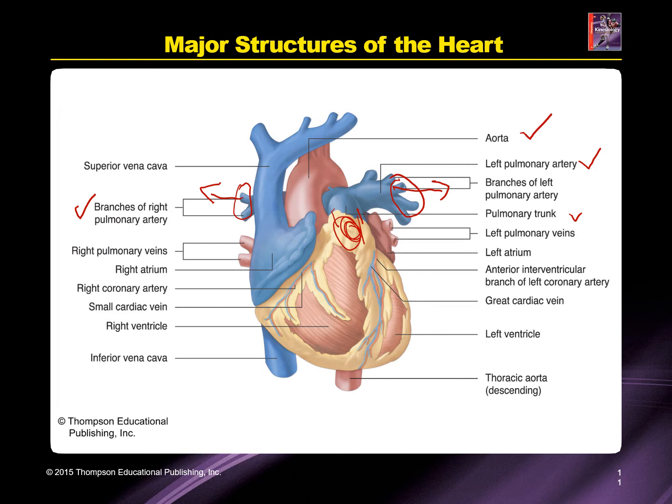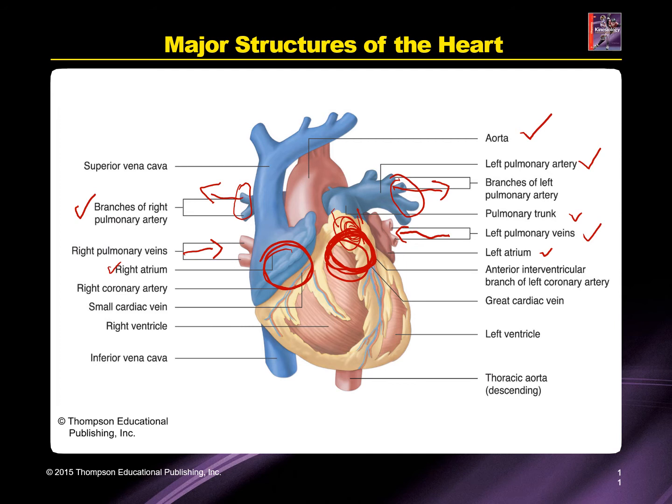Then lower down, you've got the left pulmonary veins. So now the blood that's coming from the lungs, oxygenated, is returning back to the heart. The same thing is true on this side. So you've got two sets of pulmonary veins, one on your left side, one on your right side. And then as we continue down the list, we've got the left atrium, which is the left top structure, and the right atrium, which is the structure on the right top.